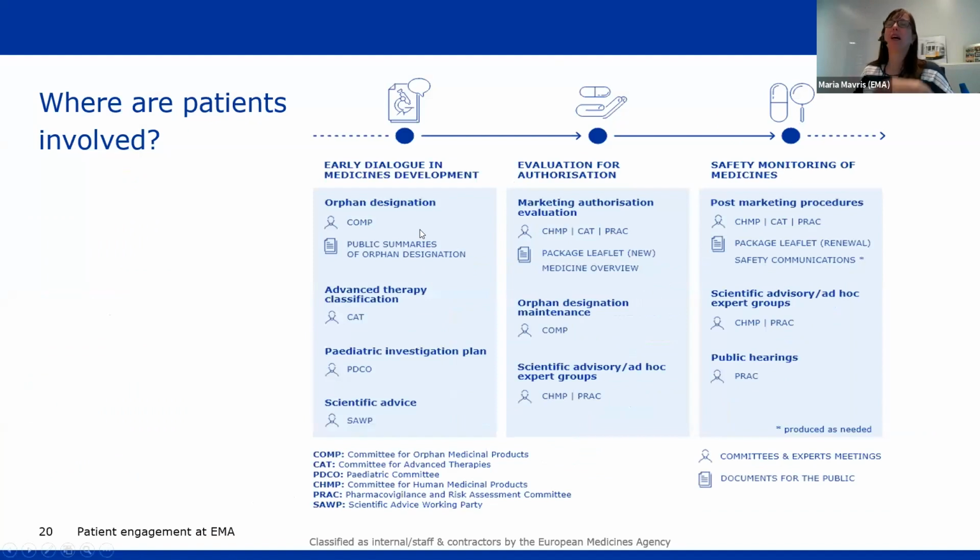Okay, so coming back to this figure, which you've seen before with the different stages of the medicine development, we're going to be starting off by looking at scientific advice, which takes part here under the early dialogue. So here you'll remember you had the option of medicine coming in first to the orphan committee or advanced therapy or pediatric. And then here also under early dialogue is scientific advice. The next aspect we'll look at is the scientific advisory groups, which are called either by the Human Medicines Committee or the Safety Committee. So you can see they're in both evaluation of medicines or in the safety monitoring.